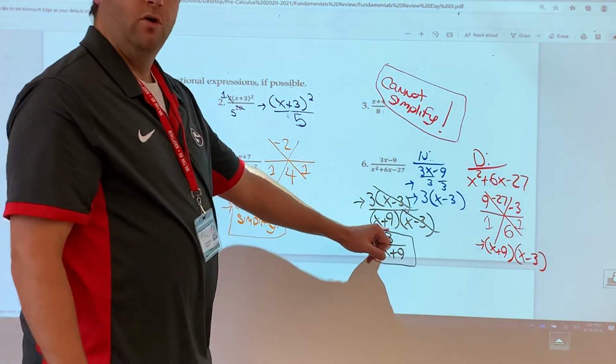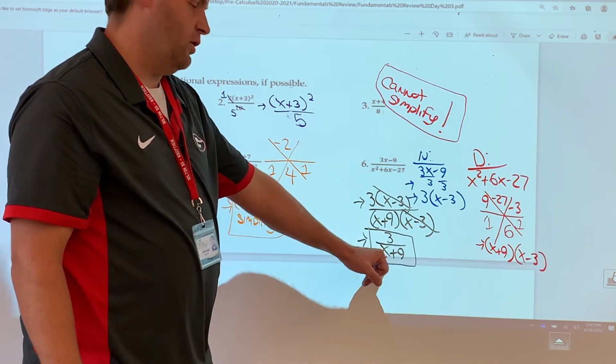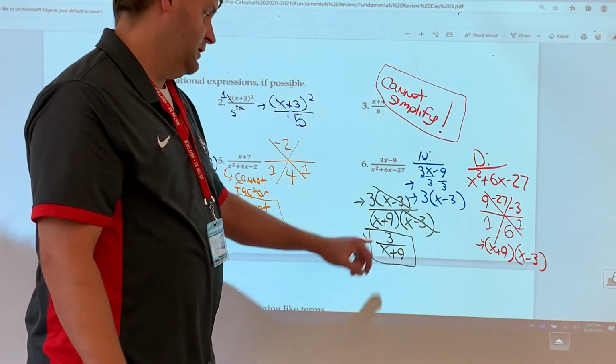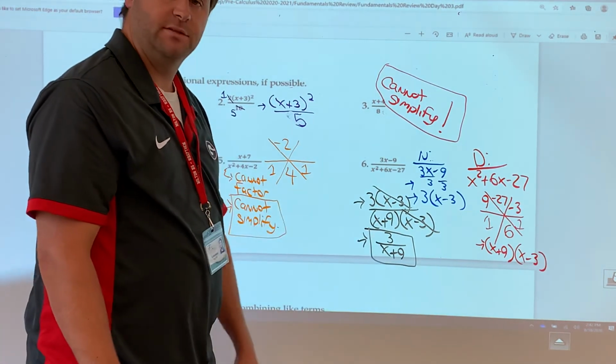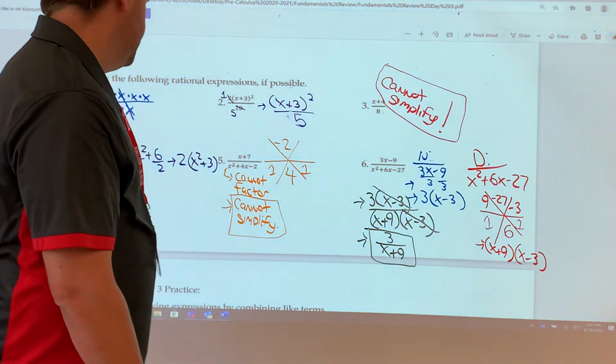And again, why can I not simplify this? Monomial over binomial. That plus sign attaches those two terms together. So we have one term over two terms. Therefore, cannot simplify it. Okay?